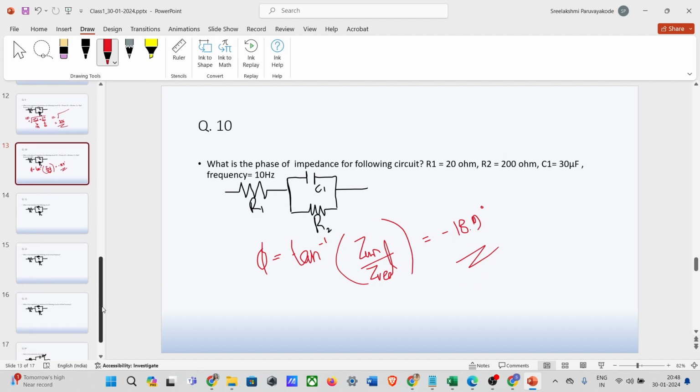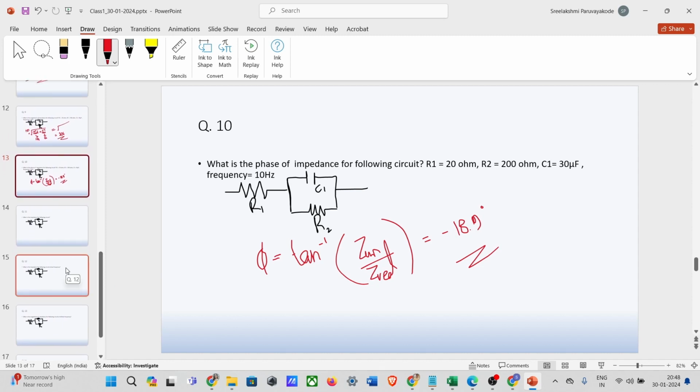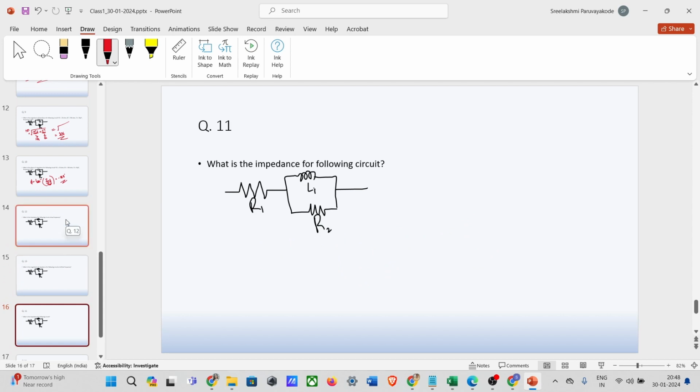Now, because we'll wind up in another 15 minutes, we'll discuss some questions which are important from the assignment point of view. The rest we'll do in the next class. So what is the impedance for the following circuit at low frequency? A question of this kind has been given in the assignment. You can take a few minutes to familiarize yourself with the question and then we can solve it.